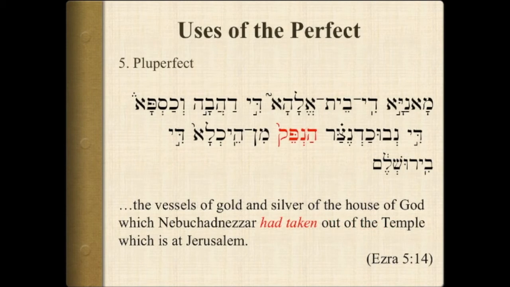And what we call the pluperfect. The vessels of gold and silver of the house of God, which Nebuchadnezzar had taken. This is used when you're referring to an action that is prior to the current situation going on in the narrative.